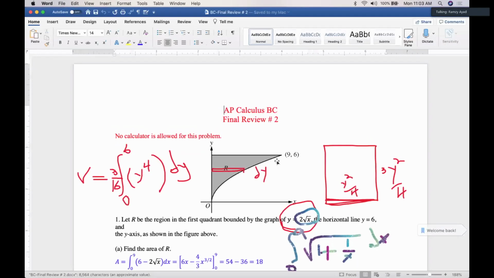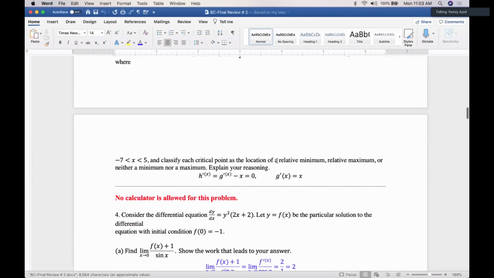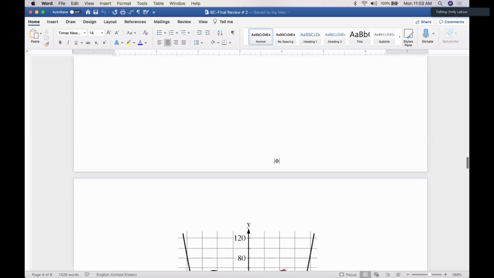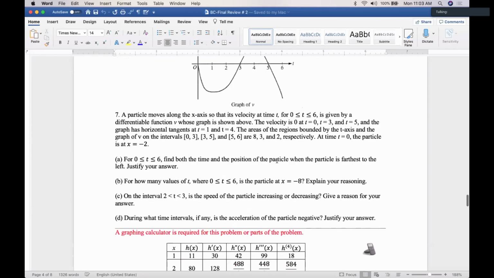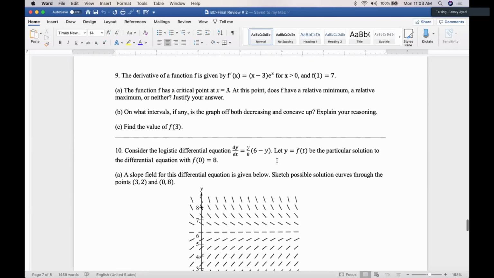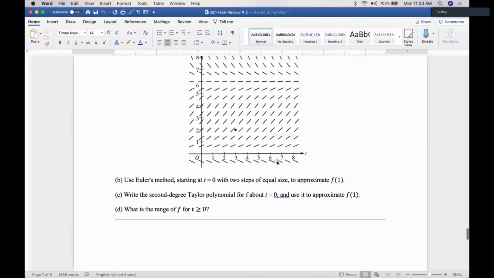10B. Let's see, what is 10B? 10D, the last section. D, you said? Okay, this, the range? Yeah. Okay.